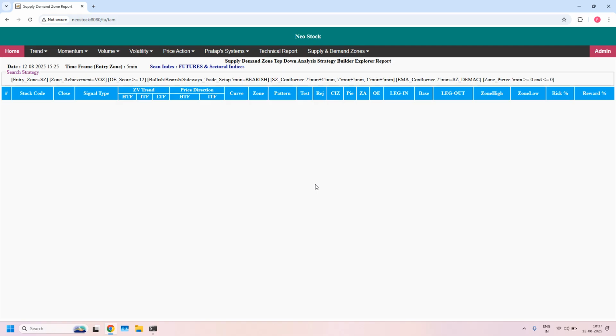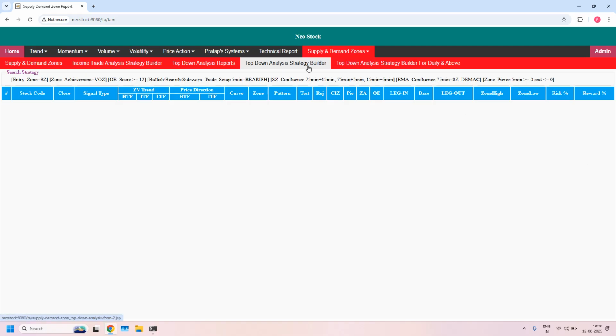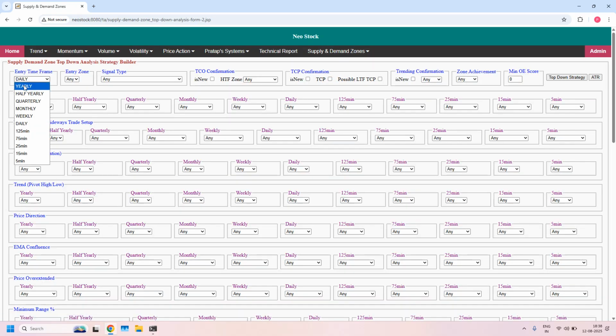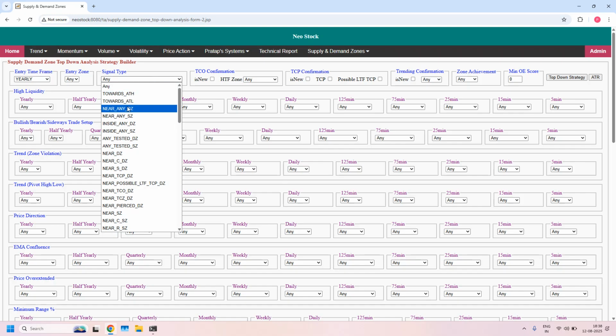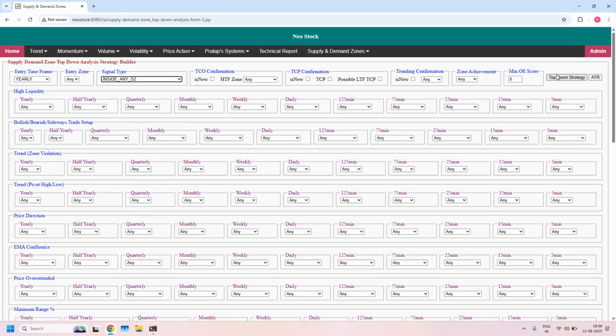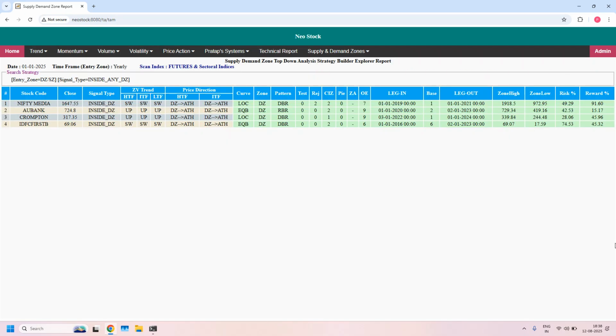So with this we have completed all the income trade report generations. Next, I will generate finding the stocks near demand and supply zones for all the time frames except daily and 75 minutes because they are already generated in the beginning of the report. Okay, starting with the yearly time frame. Price closed inside the yearly demand zone. We got 4 stocks.